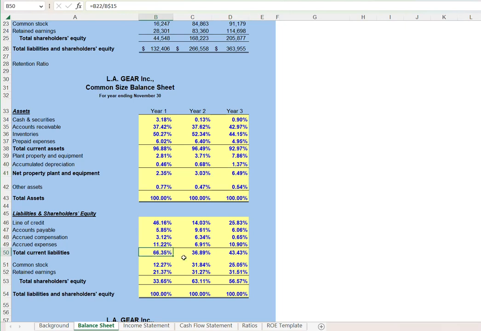Back in year 1, liabilities, we only had current liabilities, accounted for 66%. That's how we finance our assets. 66 cents of every dollar was financed with debt. That has decreased to 43%. Our common stock has gone from 12 to 25%, and our retained earnings from 21% to 31%. So we can tell we issued new common stock and we've become more profitable. So that's the type of information we can get from our common size balance sheet.